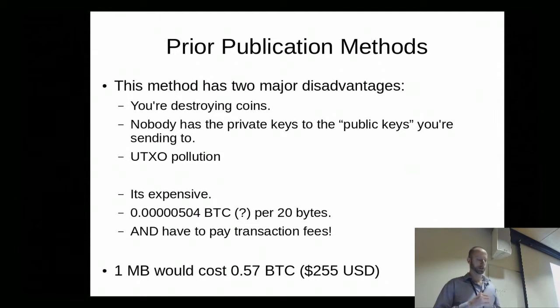So another major disadvantage is that it's very expensive. The current minimum that you can send to an address, I think, is 0.000000504 Bitcoin. So you would have to send that minimum amount for every 20 bytes you want to publish. And that gets really expensive. And on top of that, you have to pay transaction fees. So one megabyte, if you wanted to push out with this method, would cost about 0.6 Bitcoin, which at today's rate is $255. So that's pretty expensive for just 1 megabyte.